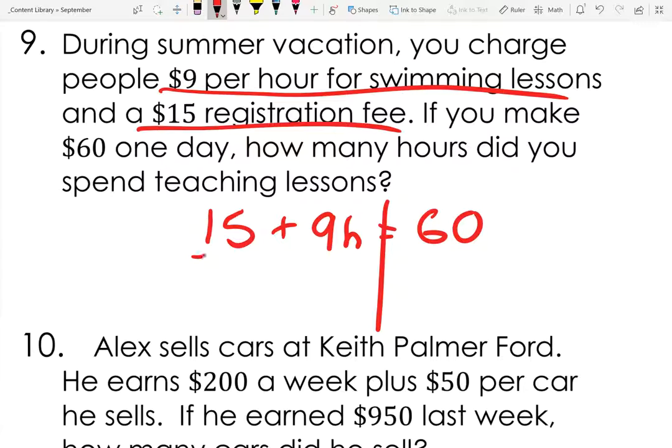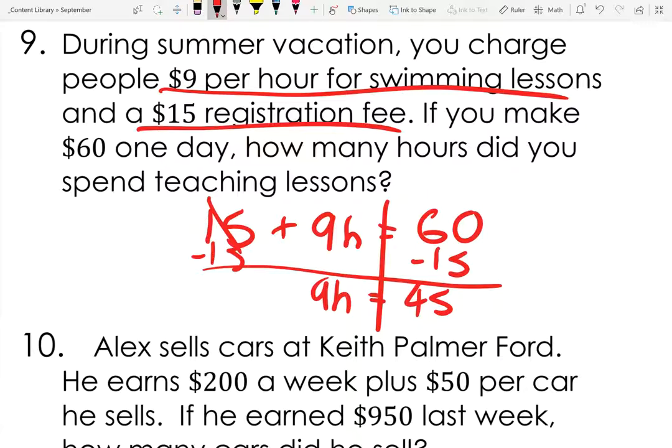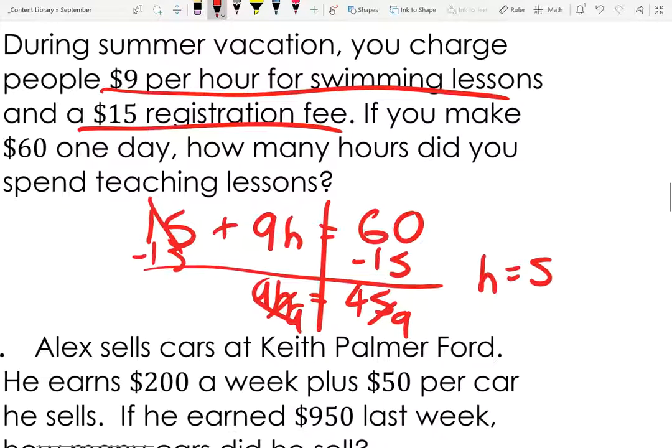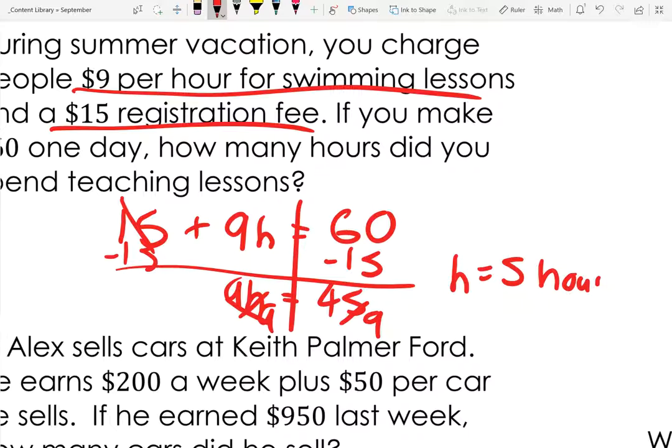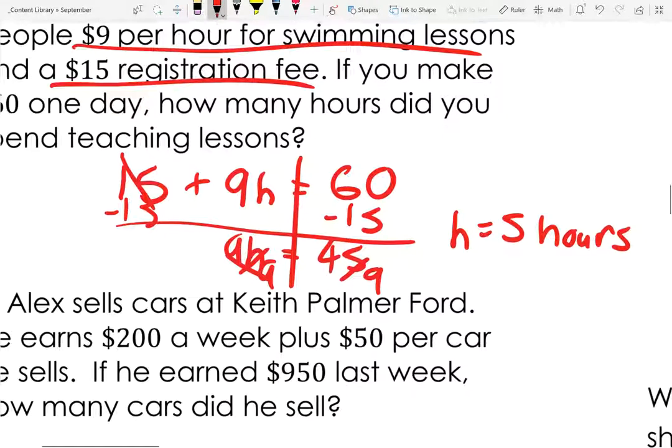Because when we solve this, guess what we need to do? We need to subtract 15, right? Because that's taking out that registration fee. So without the registration fee, it's $45. And then because it was $9 per hour, when you divide by 9, you get your hourly rate. Your number of hours is equal to 5, because 45 divided by 9 is 5. So you worked 5 hours that day.